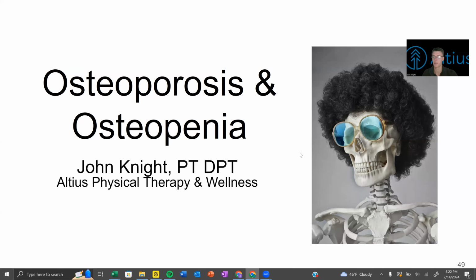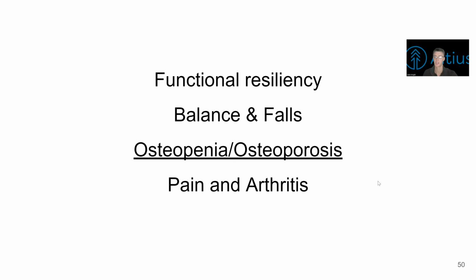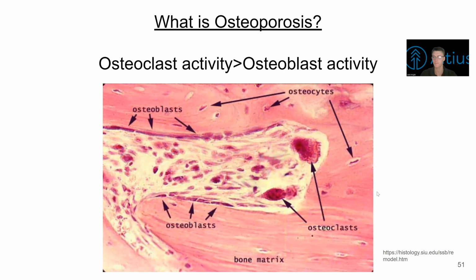I am a physical therapist with Altius Physical Therapy and Wellness here in Eagle, and we also have another location in Avon. Today we're going to be talking about osteoporosis and osteopenia. This is the third lecture in our Aging and Wellness series. Please go check out the other three: functional resiliency, balance and falls, and pain and arthritis.